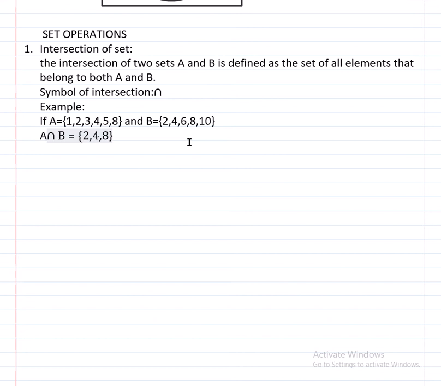So simple. It's not difficult at all when it comes to A intersection B. It's very easy. Members that belong to A and at the same time belong to B, those are intersecting. So let's see how we can represent this in the Venn diagram.